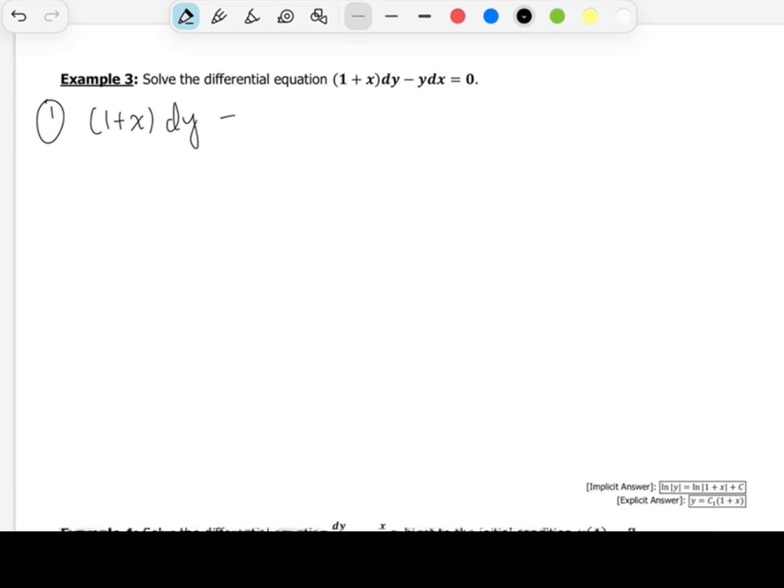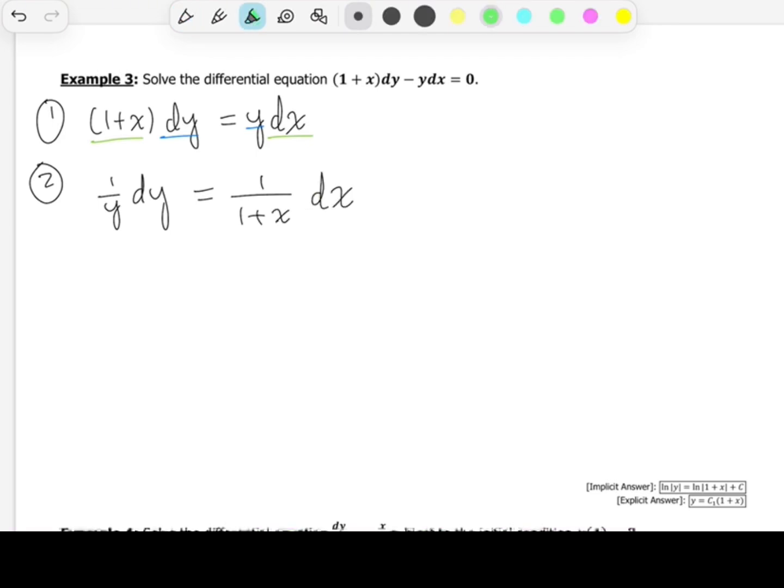So now, for example 3, we will get both an implicit and explicit answer. First, we will move that y dx over to the other side. Next, we will group up the dy with the y and the dx with the 1 plus x. So we get that 1 over y dy equals 1 over 1 plus x dx, like so.